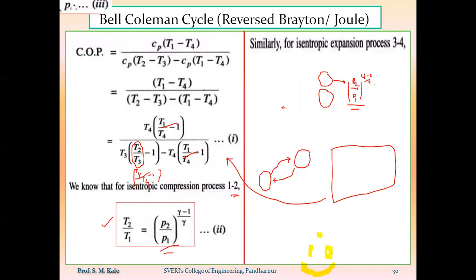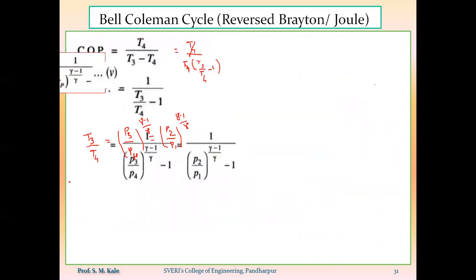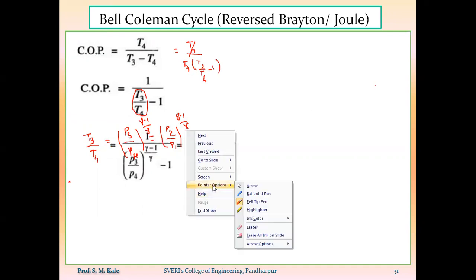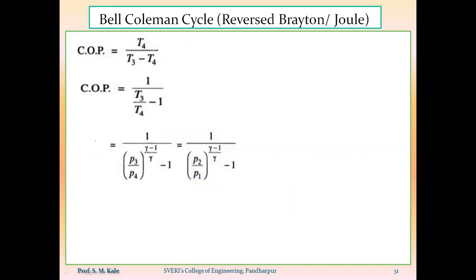Now here, as I am getting this equation, instead of T3 by T4 I can put the value P3 by P4 raised to gamma minus 1 upon gamma, or I can also put the value P2 by P1 raised to gamma minus 1 upon gamma. So when I put those values in this equation, I will get that COP is equal to 1 upon, instead of T3 by T4, P3 by P4 raised to gamma minus 1 upon gamma, and this minus 1 will be there.